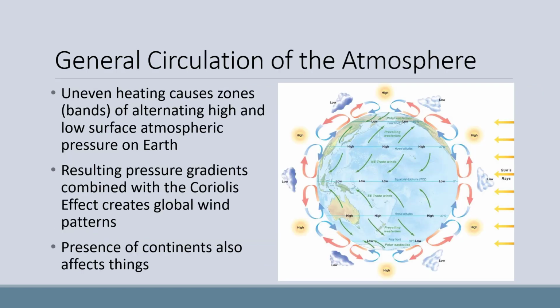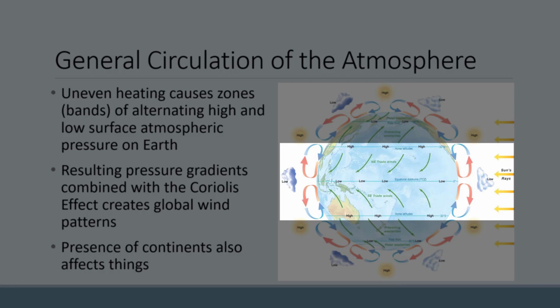Here is another view of atmospheric circulation. It shows the convection cells and surface winds. In the convection cells, rising hot air is shown in red and descending cool air is shown in blue. Uneven heating by the sun causes zones or bands of alternating high and low surface atmospheric pressure on Earth. Equatorial regions are hotter, so the air ascends, and there is a zone of low pressure that air masses from higher latitude comes in to fill.